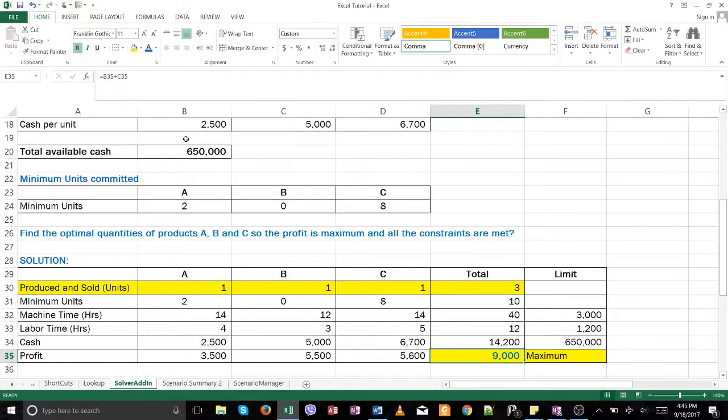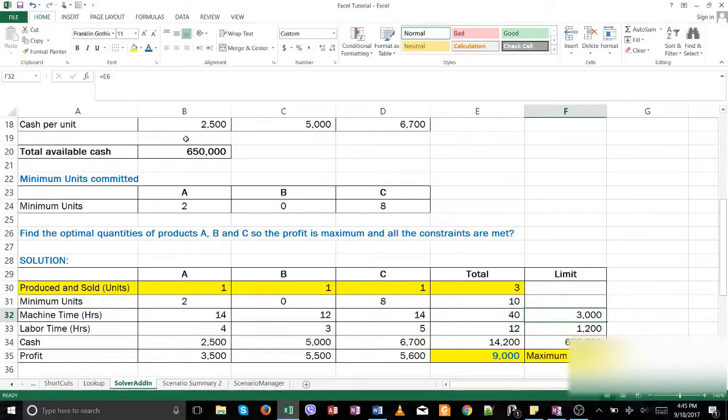Now we want to maximize this profit of 9,000 by changing what? These produced units which I have assumed to be 1. Okay, and the constraints are that the machine hours should not exceed 3,000 and the labor hours should not exceed 1,200, and the cash should be within the limit of 650,000.